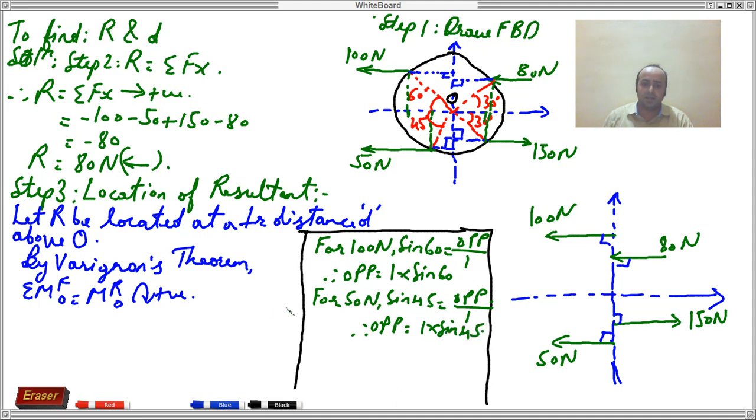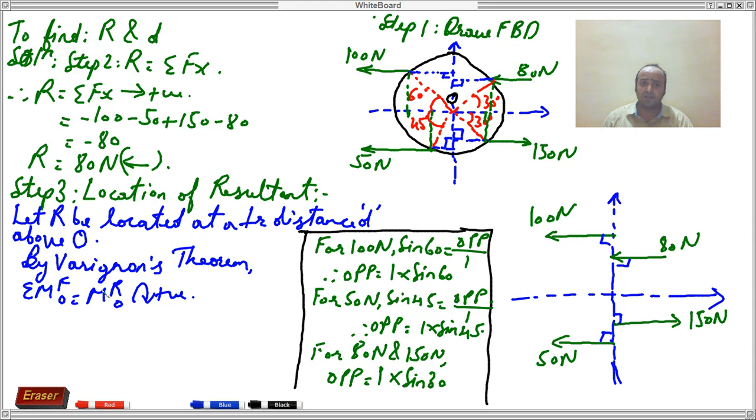Very easily it comes. Last but not the least, similarly for 80 Newton force and 150 Newton, directly I can write it down, my dear friends. Opposite side will be what? You can tell the answer in a better way. It will be 1 into sine of 30. Now very easily I can apply the values over here, my dear friends.